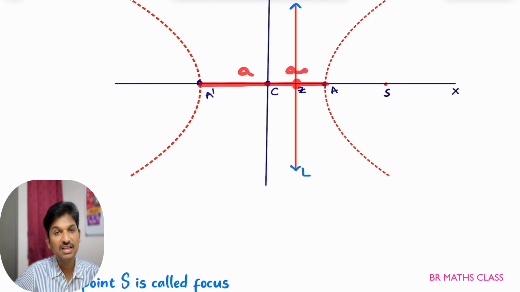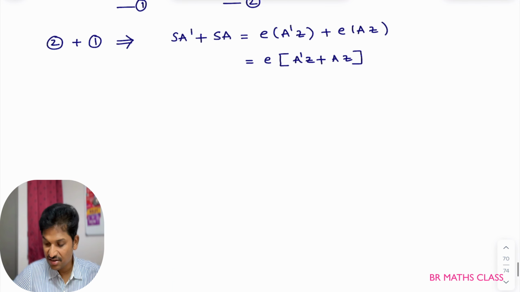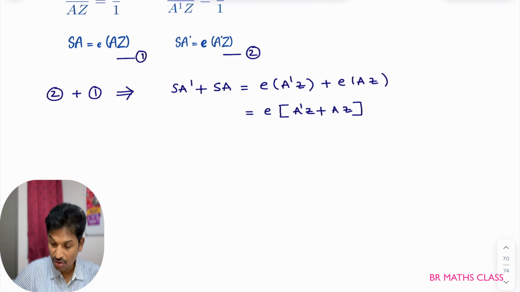This length is A, this length is A, right? AA dash is 2A. So what I am trying to say is A dash Z plus AZ is AA dash, and that AA dash is 2A. This is nothing but AA dash, and that AA dash is 2A.